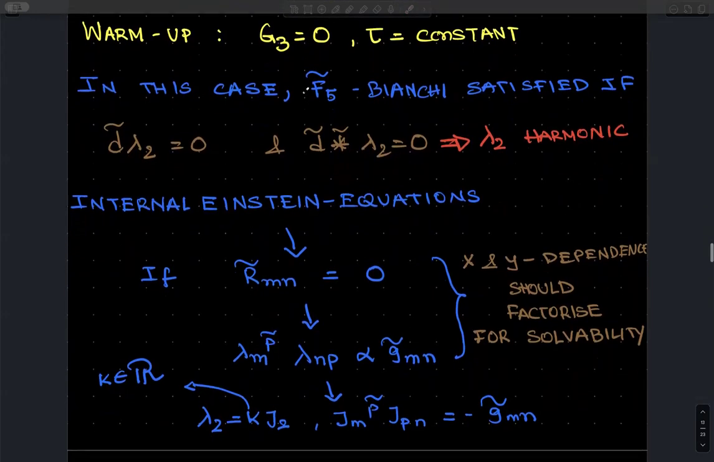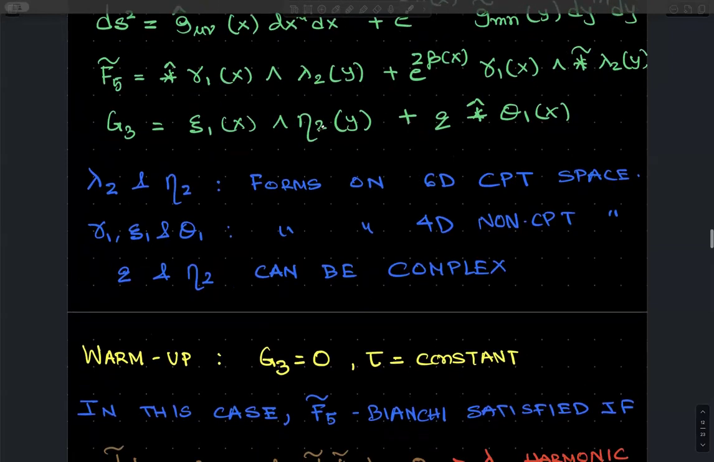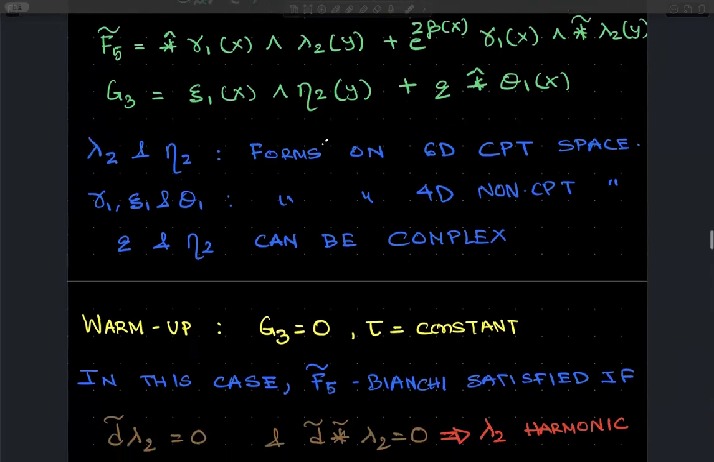So coming back to your question, I think this ansatz actually helped us solve the internal Einstein equations better, because we were trying to take this, for example, this lambda 2 or eta 2 to be proportional to J2. And you have the internal Einstein equation factorize the x and y dependencies. So that is the rationale behind this ansatz.